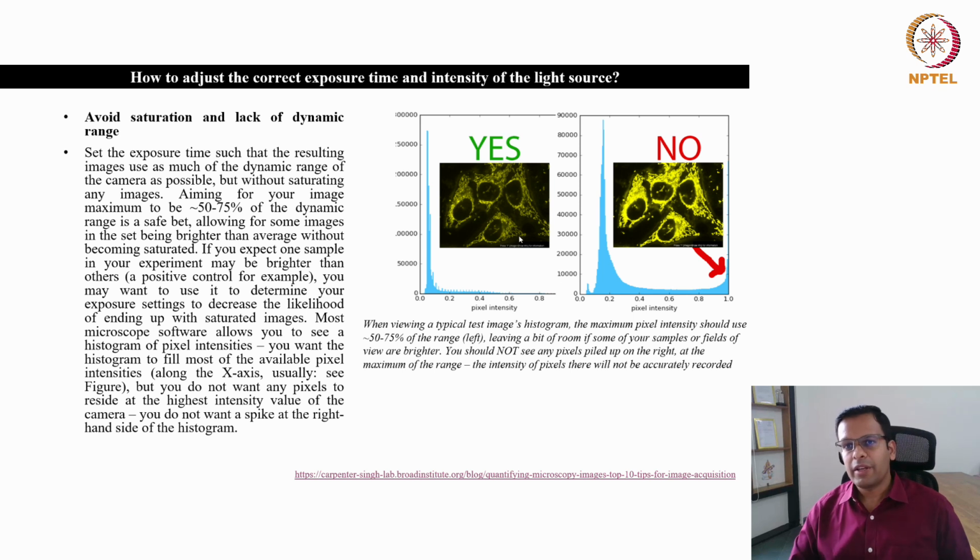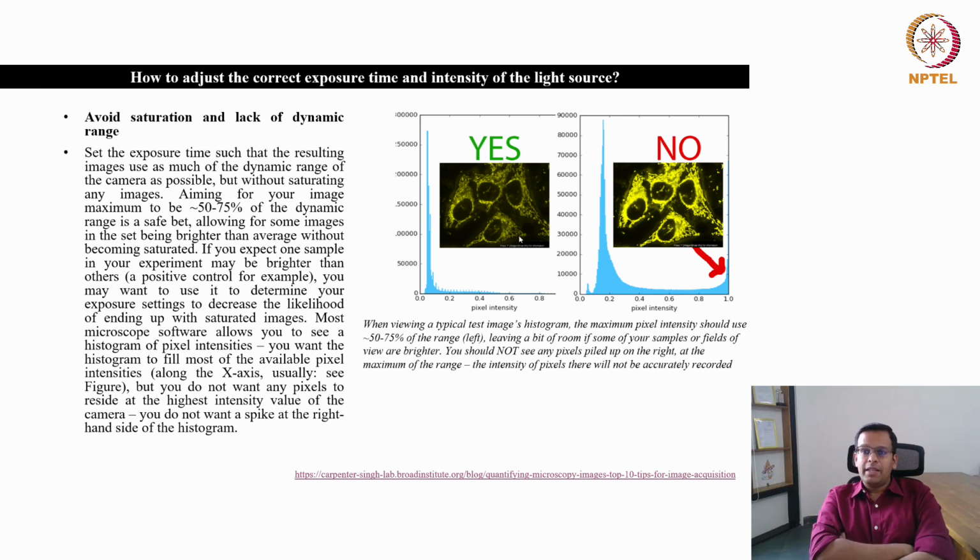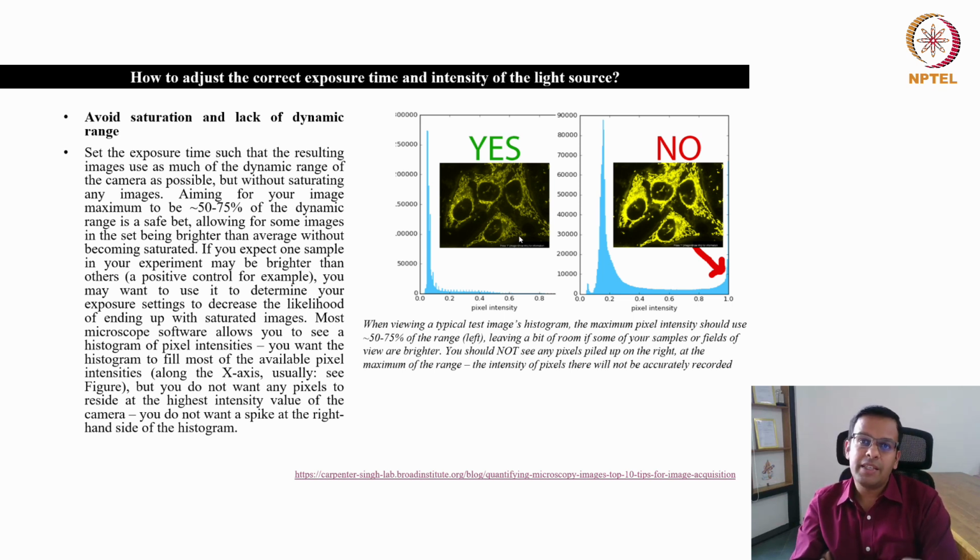So that's why, for adjusting the exposure time and the intensity of the light, you should first use the sample which shows the highest fluorescence intensity, maybe a wild type or maybe a mutant.